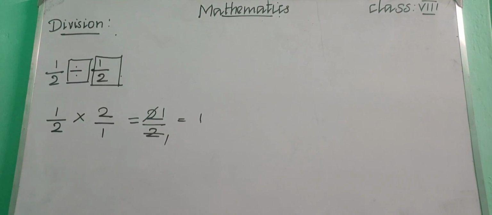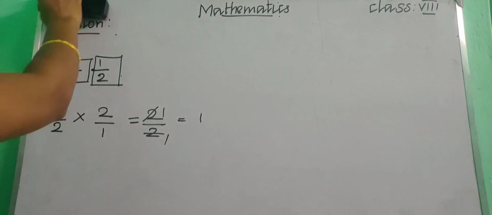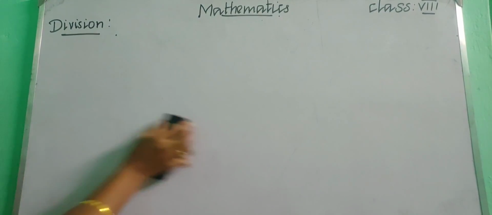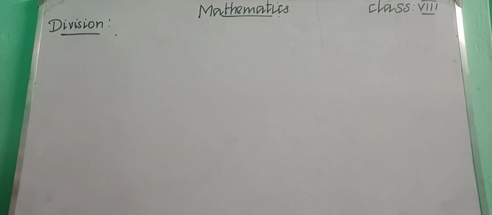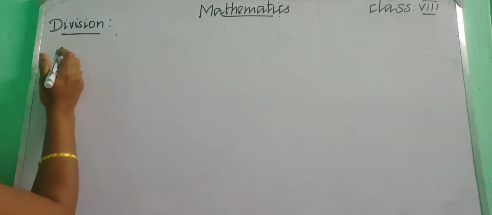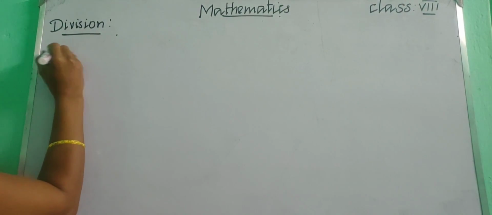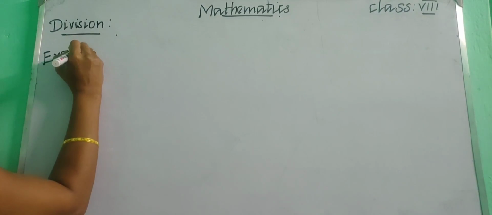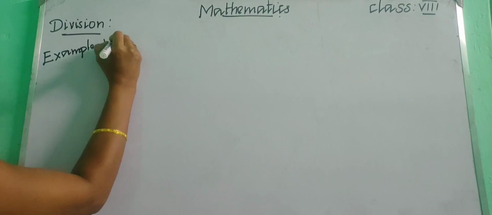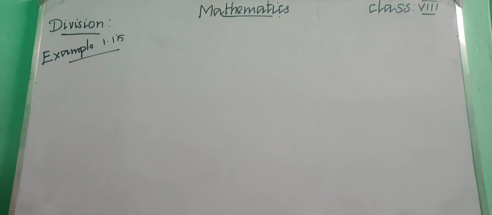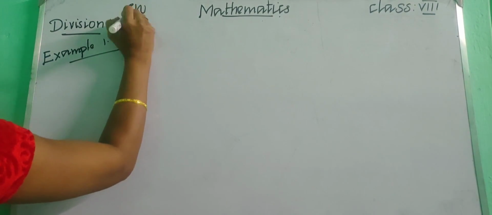Okay children, so take your maths class notebook. So let us see example 1.15. Okay, you can also copy all the examples and exercises in your classwork notebook. Okay children, so put today's date and start writing. Put today's date and write example 1.15.